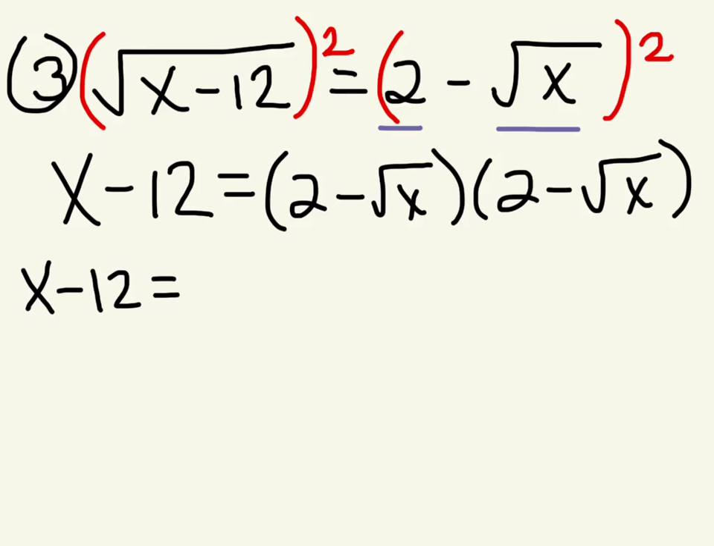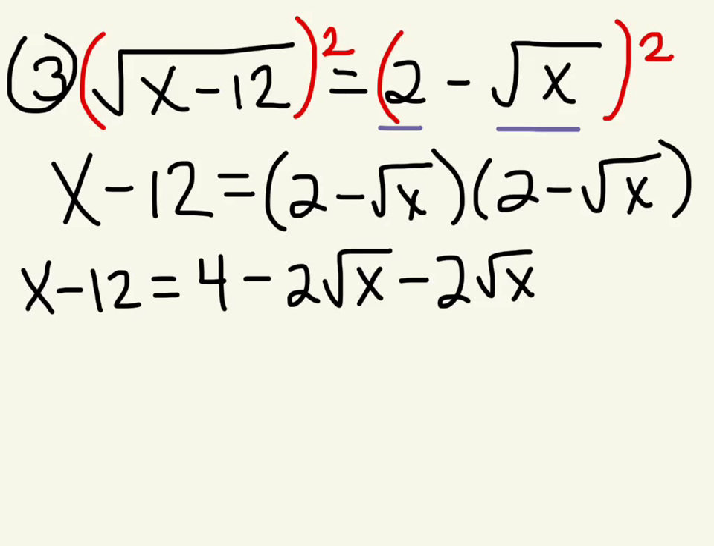2 times 2 is 4. The outer product is negative 2 root x. The inner product is, again, negative 2 root x. And then finally, multiplying the last two terms together, the negative root x and the negative root x, I end up with positive x, since the square root of x times the square root of x is equal to x squared. When you take the square root of x squared, that gives us x.